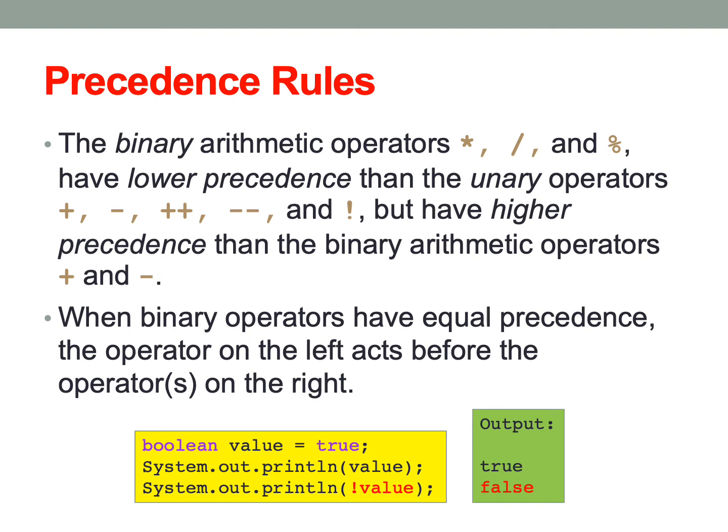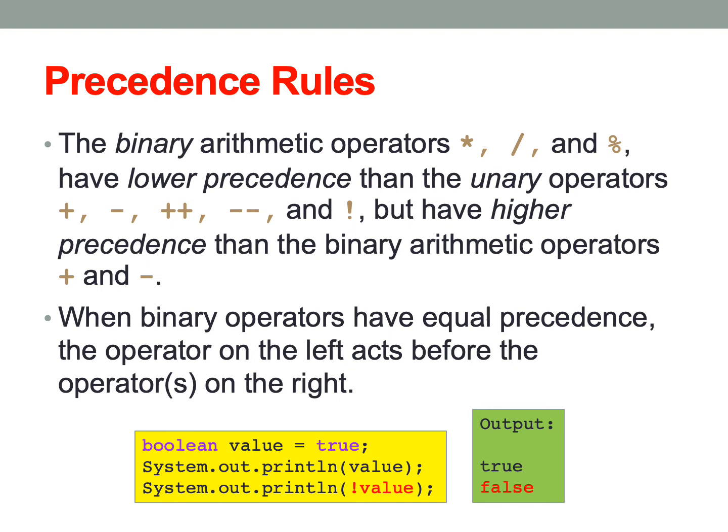The exclamation mark, or not, or the logical negation, gives the opposite meaning of the initial value. So for example, if we have Boolean value equal to true, and then we have System.out.println value, that will print out true on our screen. But if we have System.out.println not value, it will display false. This is because when we have the not or the exclamation mark, it will show the opposite of true. So that's why it displays false.